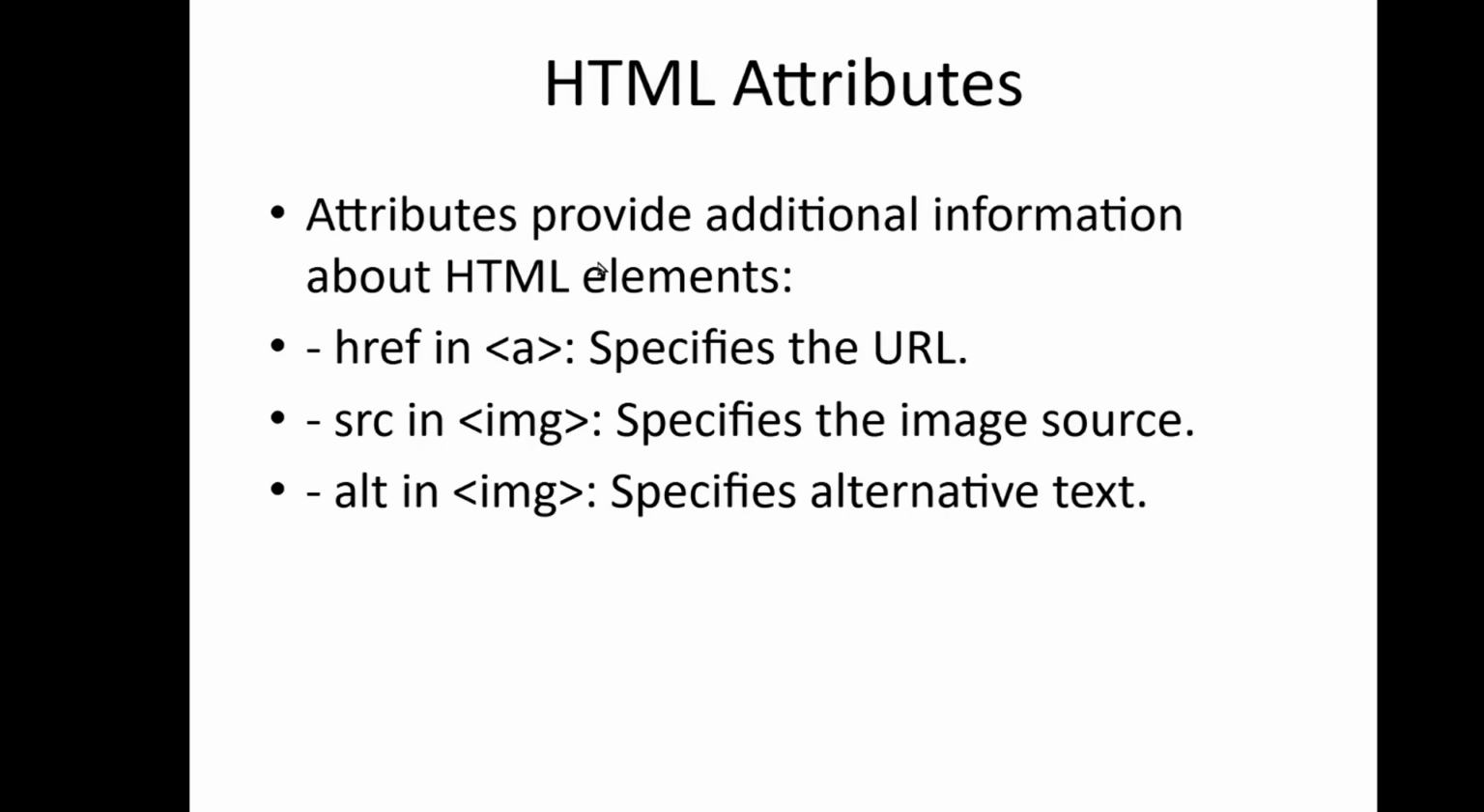So we have HTML attributes. Attributes provide additional information about HTML elements. An example we have talked about, there is href, which is put into the anchor tag, a tag, specifies the URL. There is src, which is source, specifies the image source. There is alt, which is used in the image, which specifies the alternative text.